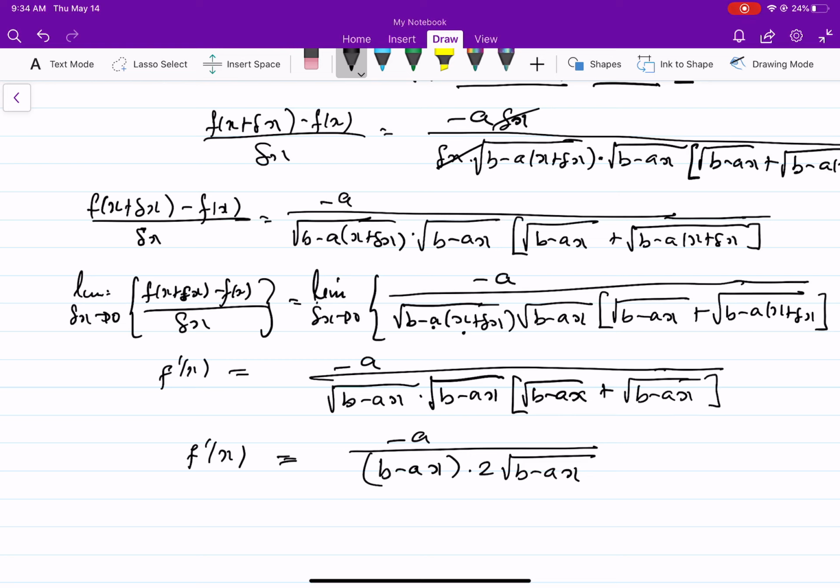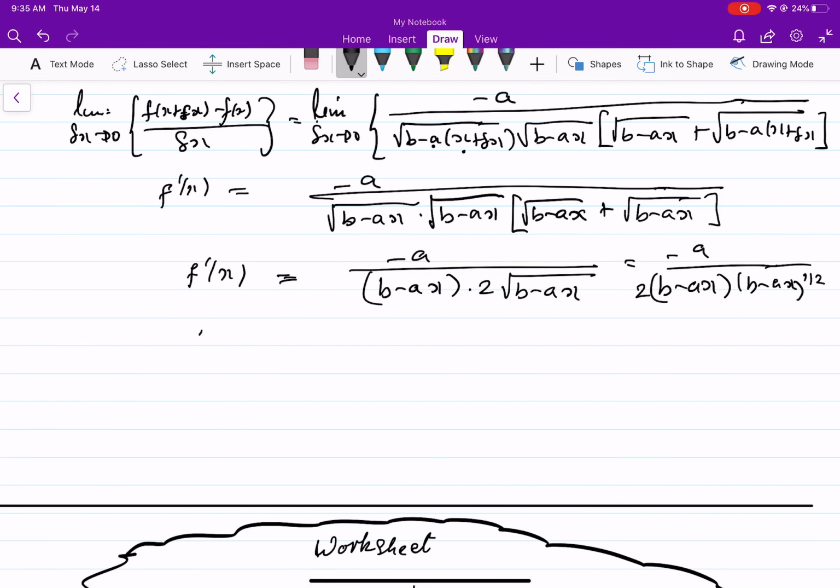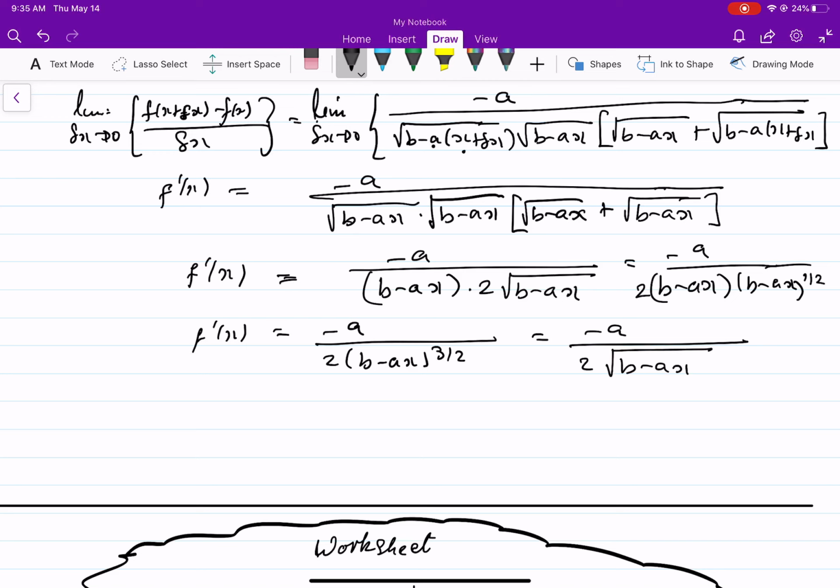Which is minus a upon b minus ax. I pull the 2 to the front. And the root of b minus ax is b minus ax to the half. And b minus ax times b minus ax to the half. Add the powers, indices. Minus a upon 2 into b minus ax all to the 3 halves. Or if you choose to, minus a upon 2 times the root of b minus ax all cubed.